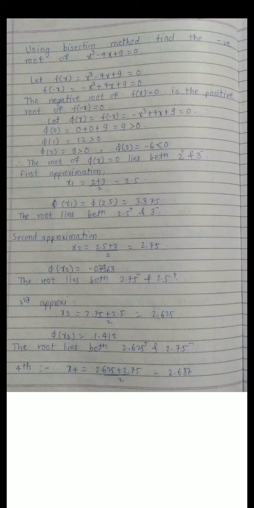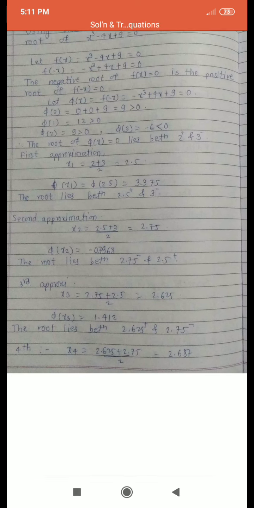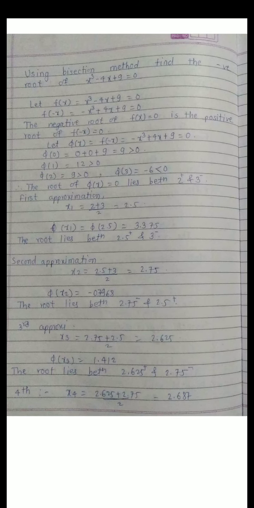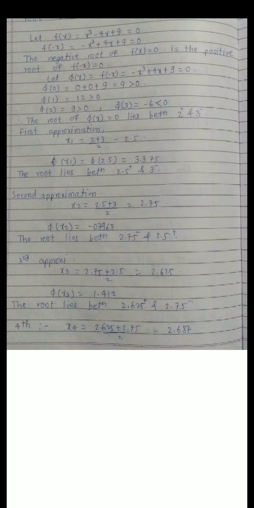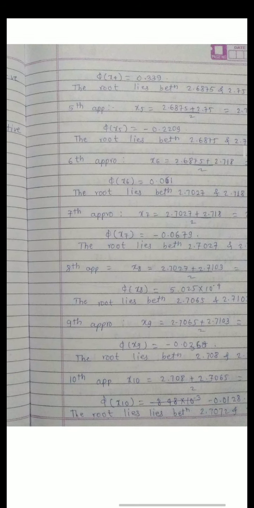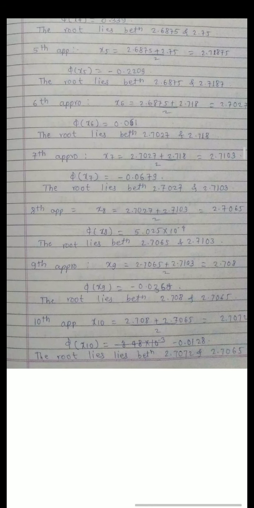Again the process is the same. Find phi of x2; it is negative, and above, phi of 2.5 is positive, and phi of 2.75 is negative. They are of opposite signs. Therefore the root lies between 2.5 and 2.75, and our next approximation is 2.75 plus 2.5 by 2, which is 2.625. And again the process is the same. We have to find the negative root of this. Therefore by using the same working rule, we reach the 10th approximation.